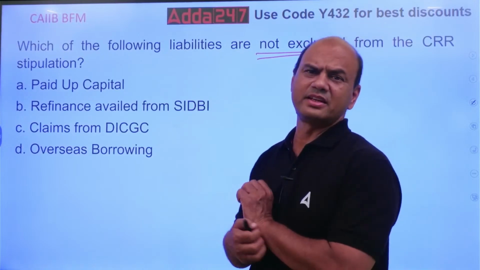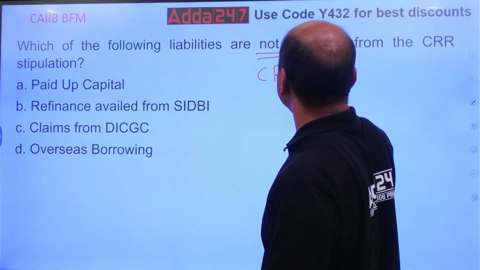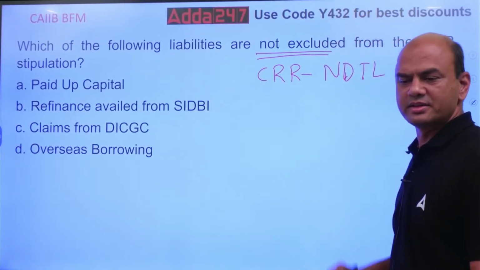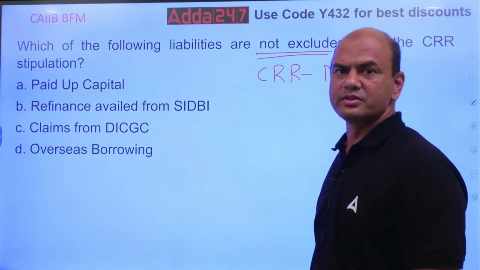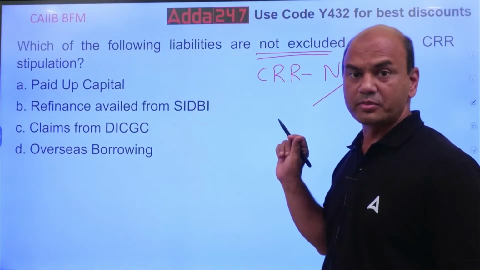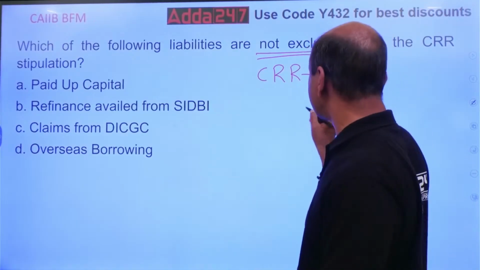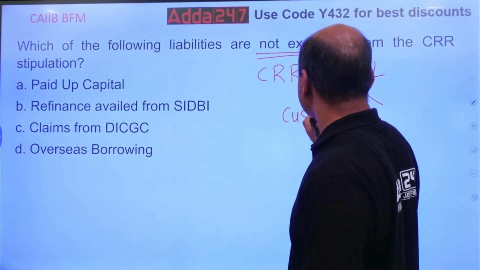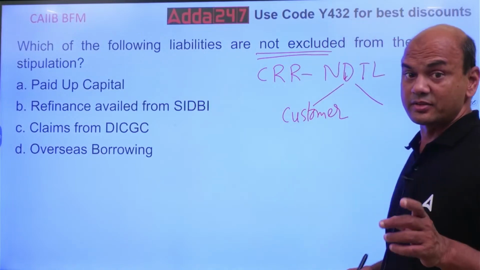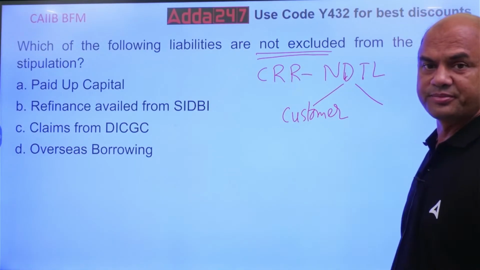What is CRR basically? How is CRR calculated? CRR is calculated on the basis of NDTL, net demand and term liabilities, right? Demand and term liabilities. So, these liabilities are related mainly to the customer angle only. Liabilities from the customer or from the other institutions, which are a part of your banking business. Understand this. Which are a part of your banking business. Other banks, loans, all these.